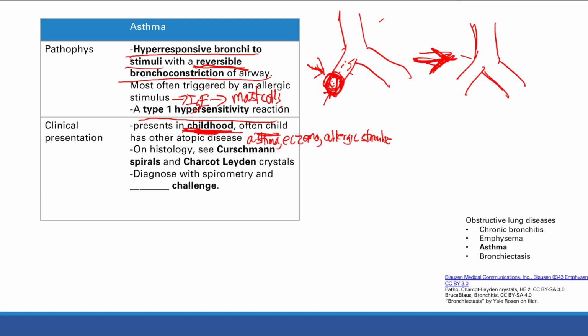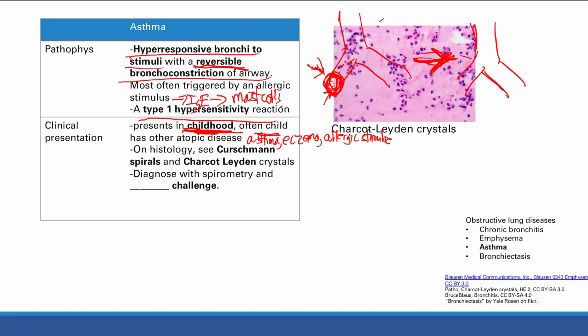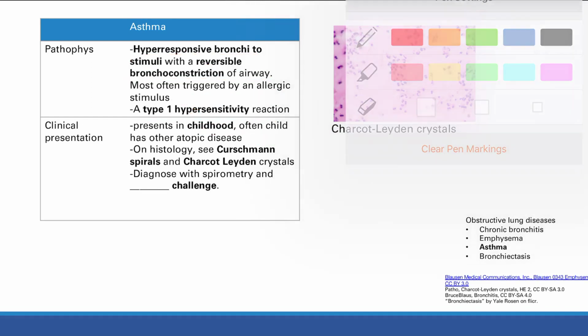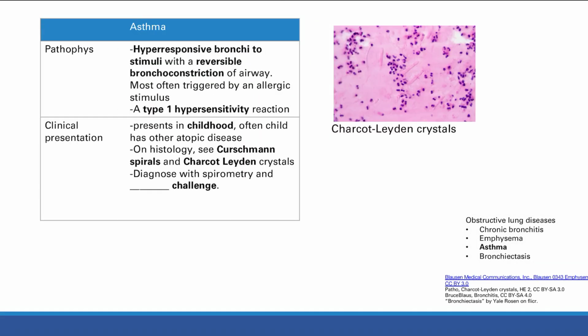So on histology, if you look at the lungs, what you're going to see are Kirschmann spirals, let's erase this, and charcoal-laden crystals. Okay, Kirschmann spirals you can Google. These are charcoal-laden crystals. If you see these, you're going to know it's asthma. Okay, and the way you diagnose it, again, is you do spirometry.